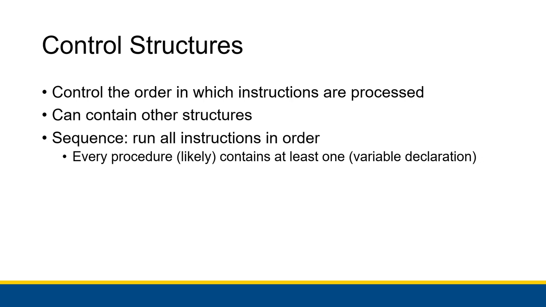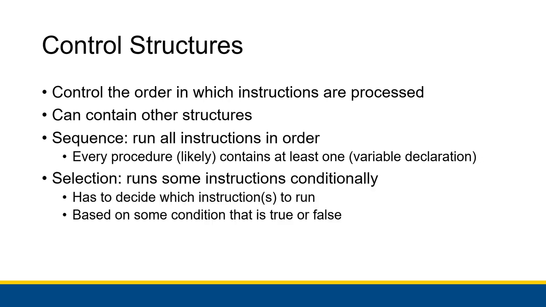Every procedure is likely going to contain at least one. Usually that's going to be our variable declaration. Those lines where we declare the variables are all going to be run in order. So pretty much all of the time you're going to have that sequence structure where you declare your variables at the very top of the procedure. And you should be declaring them at the top of the procedure. It's very helpful, I talked about that before. But you're used to the sequence structure. We're going to talk about a different structure in this chapter, though.